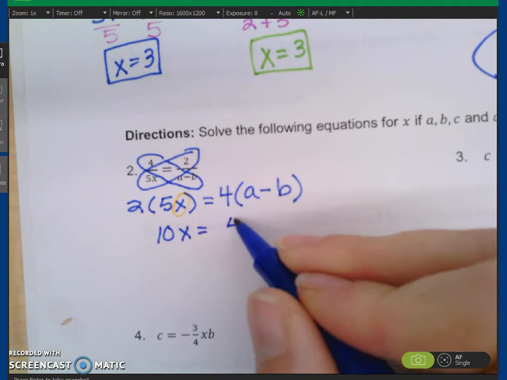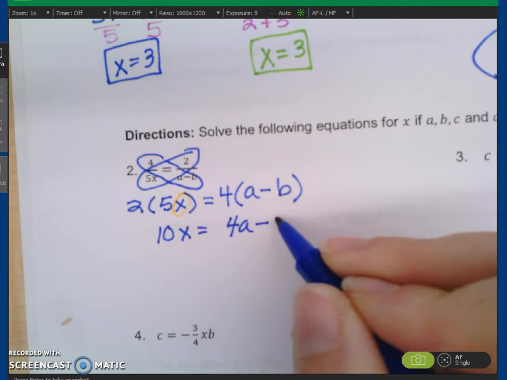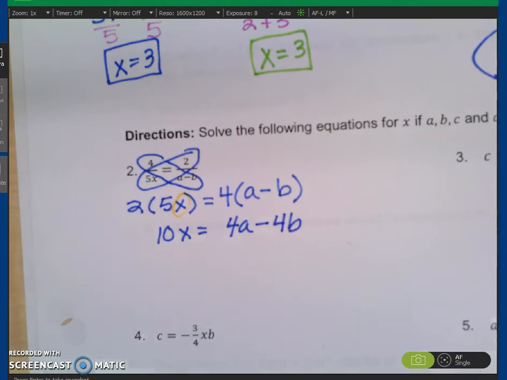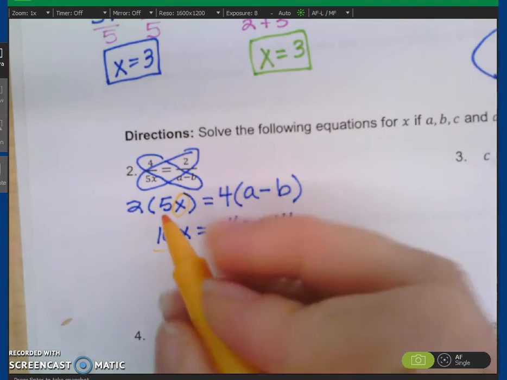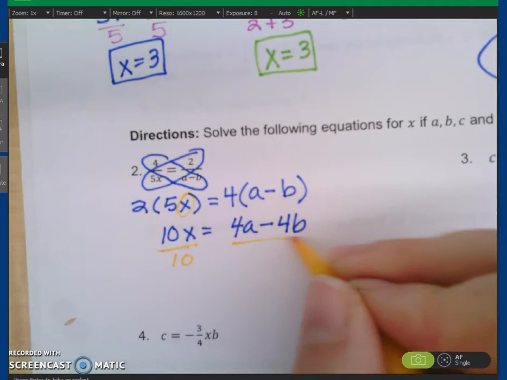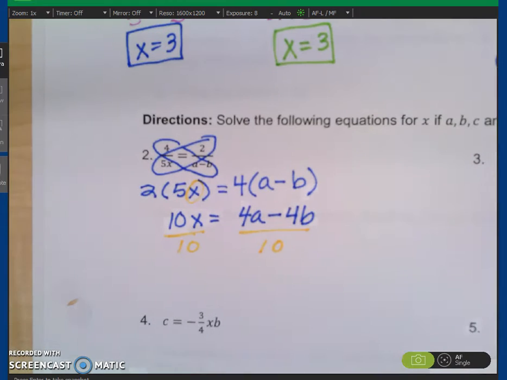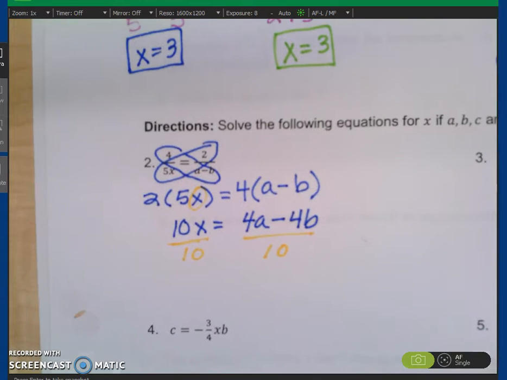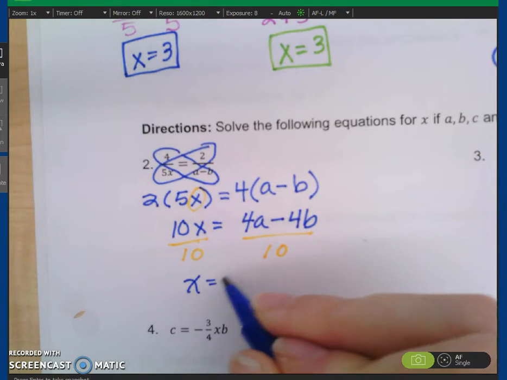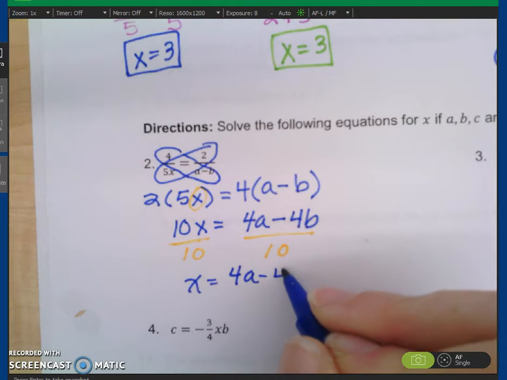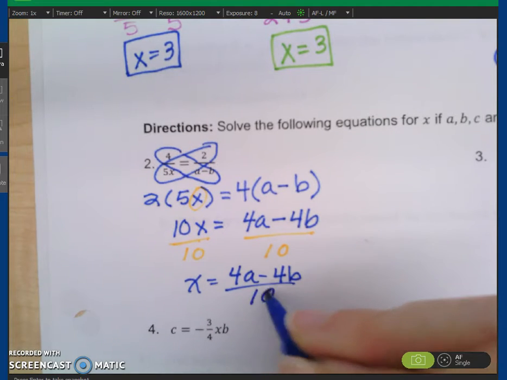4 times a is 4a. 4 times negative b is negative 4b. How do you undo multiplying x by 10? Dividing both sides of my equation by 10. So there's two ways we could write this answer. We can say x equals 4a minus 4b all over 10.